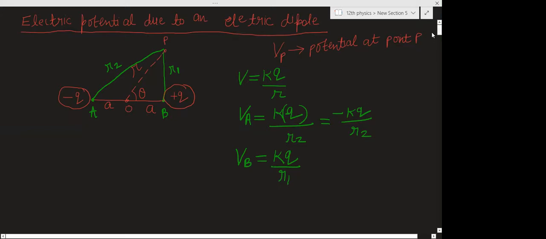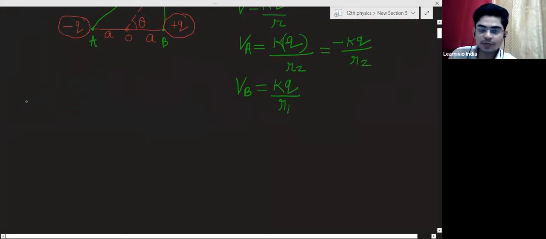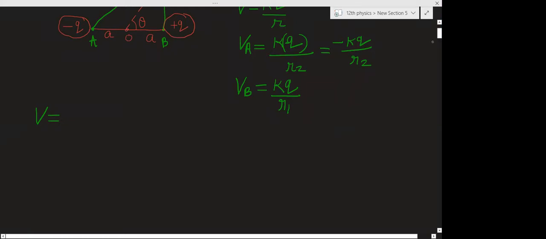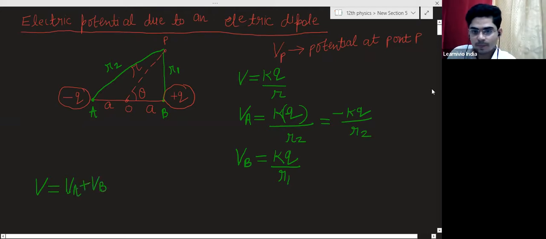Now the total potential at point P: if we want to calculate it, what will we do? We will add the potentials, because potential is a scalar quantity. We will add them algebraically, which means without considering any direction. Simply we will add the values. So this is VA plus VB.